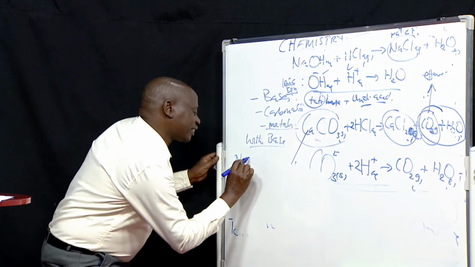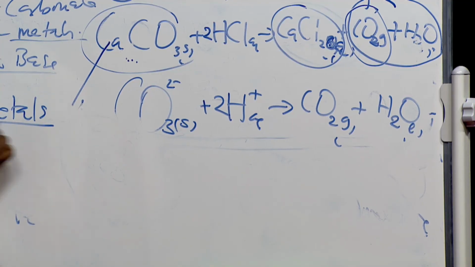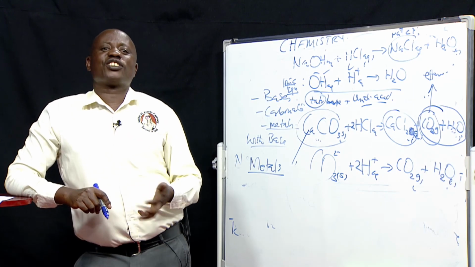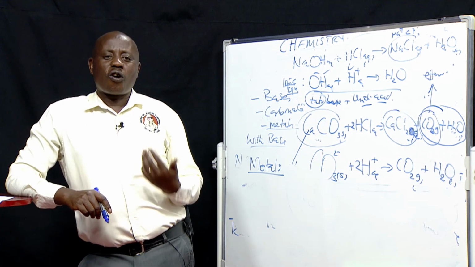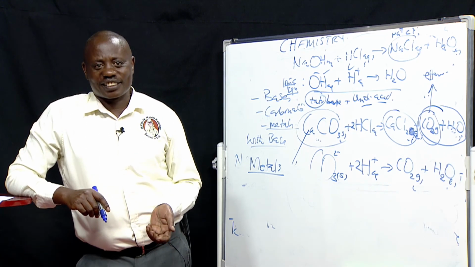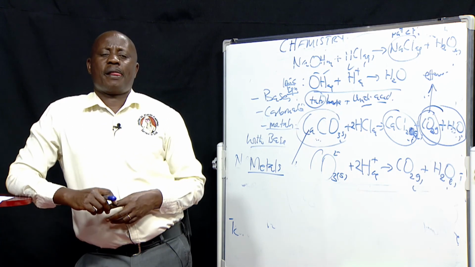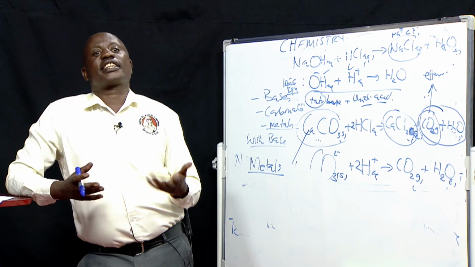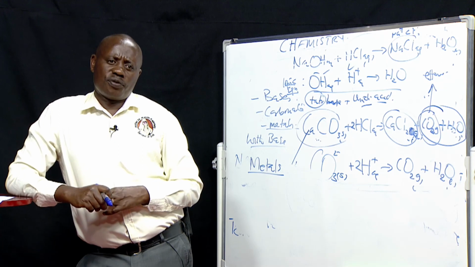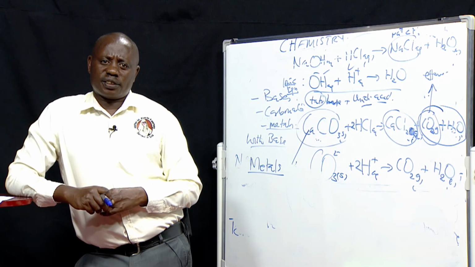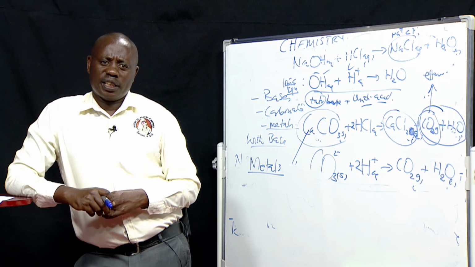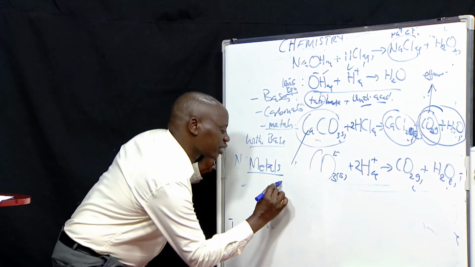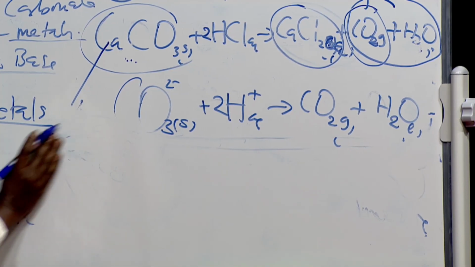Then with metals, we mean metals above hydrogen in the reactivity series. For instance, copper does not react with dilute hydrochloric acid because it is below hydrogen in the reactivity series. Therefore, it cannot displace it. In this case, we need metals above hydrogen in the reactivity series. And this one includes, we can use magnesium or zinc.